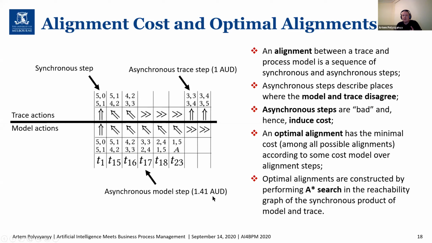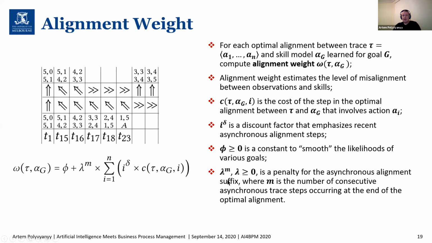Etc. We can search for such optimal alignments, so alignments which have the smallest cost. And then we use these alignments to compute the weights, and these weights are kind of another layer of abstraction that now has the logic of explaining the likelihood that the agent is trying to achieve certain goals.